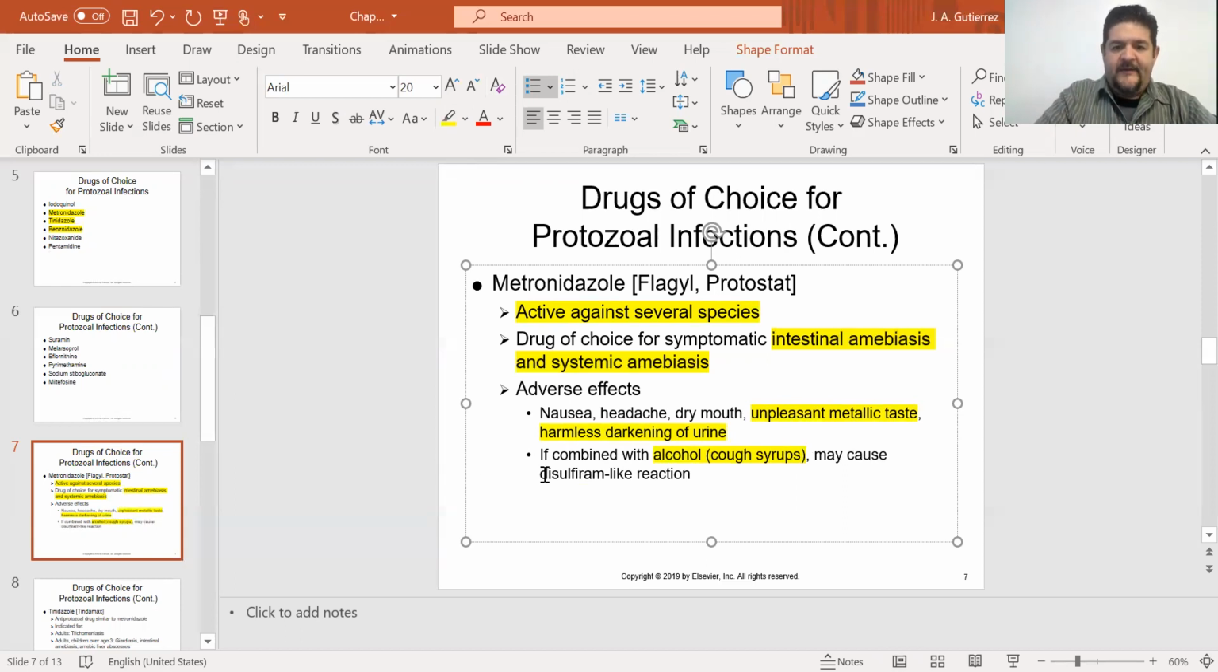Why? Because we're going to have a disulfiram-like reaction. And we mentioned that disulfiram is a drug that is used on patients that want to stop drinking. So once they go to AA and they follow the 12 steps, the doctor will prescribe the disulfiram. And the thing is, they'll be taking the disulfiram, and then for some reason they say, hey, I want to celebrate. This is a very special occasion. I don't think I'm going to fall off the wagon.